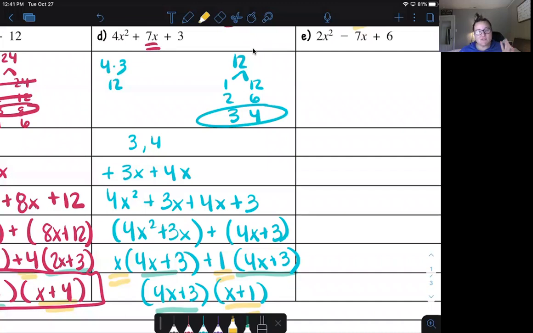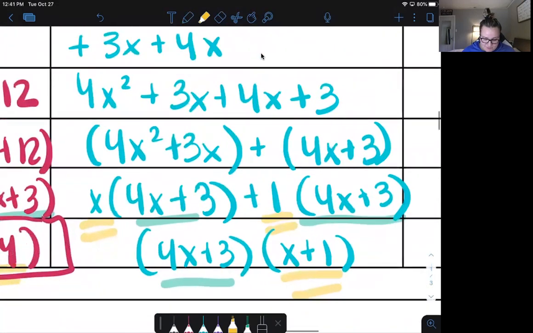All right, so this one's just a little bit tricky. And I bet you noticed something a little different when you got down to the 6th step. So I multiplied 4 times 3, I got 12. The factors of 12 that add or subtract to be 7 would be 3 and 4. So I rewrote 7x as 3x plus 4x. I wrote 4x squared plus 3x plus 4x plus 3. I put my grouping symbols with a plus sign in between, and then I factored out what they have in common. And this might be where you got a little confused on this one.